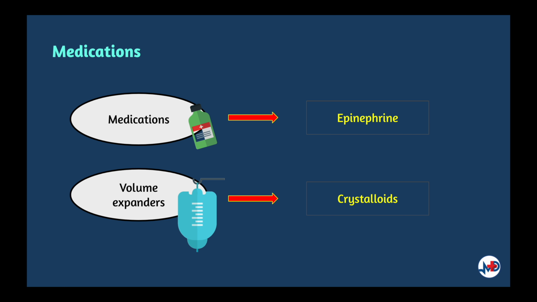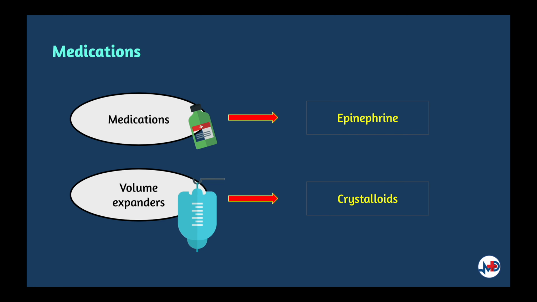Naloxone should be given if there is continued respiratory depression despite positive pressure ventilation and the mother has been given narcotics within 4 hours of delivery. And sodium bicarbonate has been given to correct metabolic acidosis.